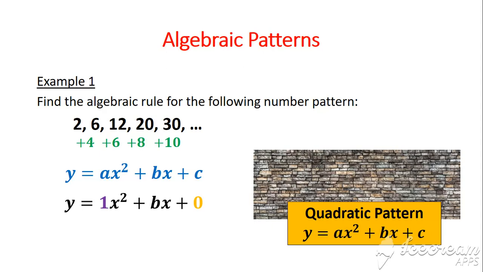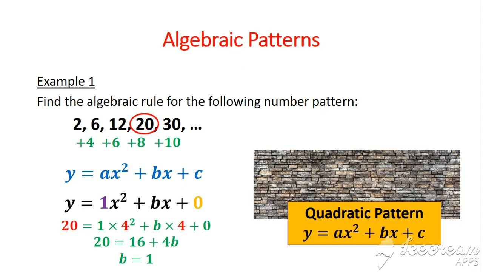Right, well, that leaves us just b to figure out. To find out b, the way I do it is to pick any number from our original pattern. I'm going to pick the number 20, which is my 4th number in the pattern. So I'm going to substitute 20 into my y value, and I'm going to substitute the number 4 every time I see x, because 20 happens to be the 4th number. So I'm going to solve this equation to get b. 20 is equal to 1 times 4 squared plus b times 4 plus 0.